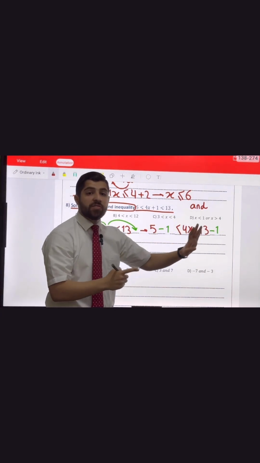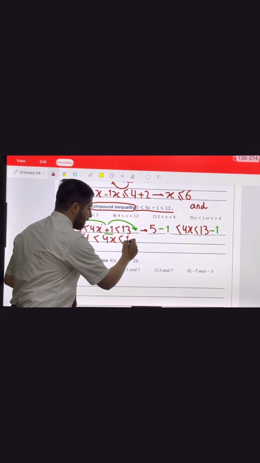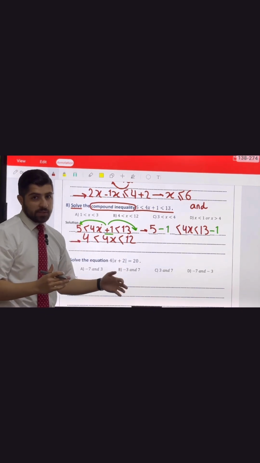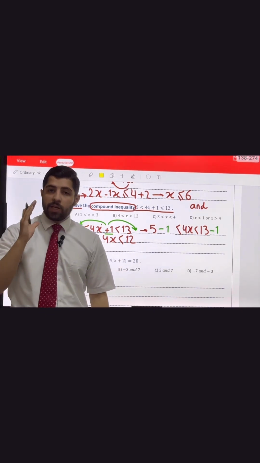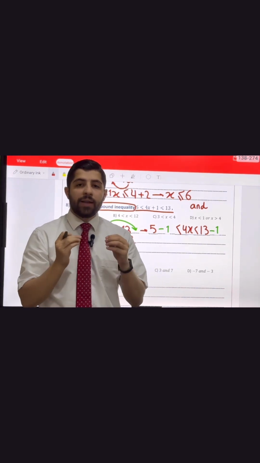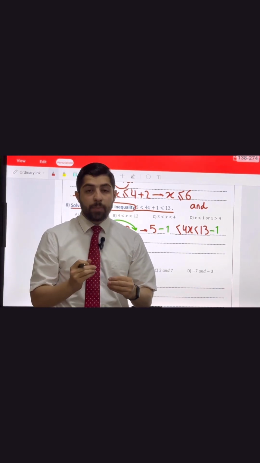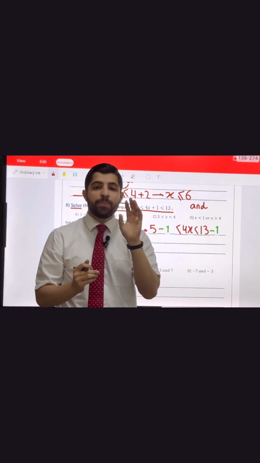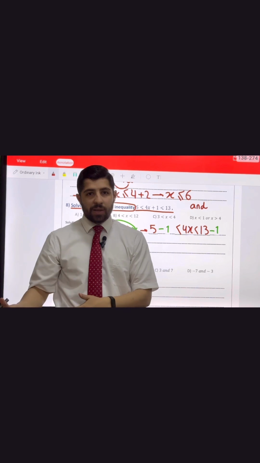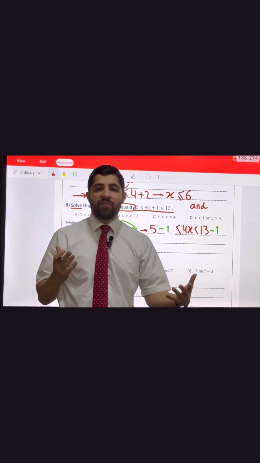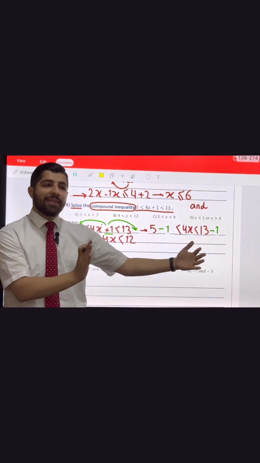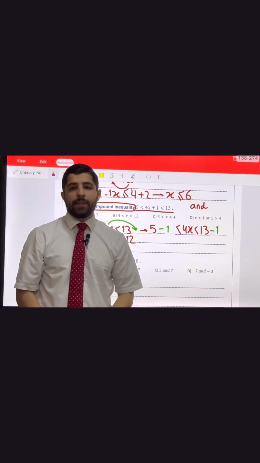13 minus 1 gives me 12, so I'm going to write that. After that, I see there's the 4 with the x. Always remember, guys, in equations and in inequalities, the coefficient, the number on the left side of the variable, should be 1. Must be 1, okay? If it's 2, less than 2, 0 point something, or a fraction, you have to make it 1. Always. That's a rule. Other than that, it will not be happening.